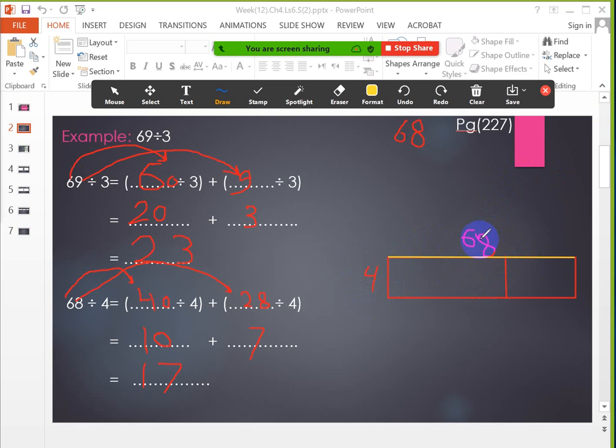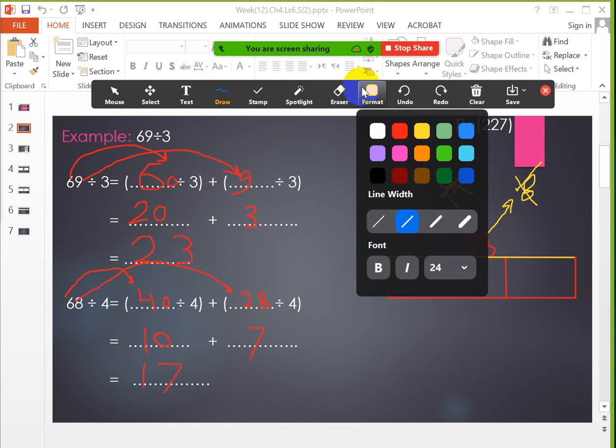Someone of you maybe said, I can choose 8 and 60. No. 8 is able to be divided by 4, but 60 I can't divide by 4. So I can't choose these numbers. So which numbers will I choose?